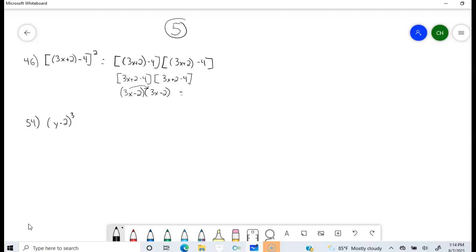3x times 3x equals 9x squared. 3x times negative 2 is minus 6x. Minus 2 times 3x is minus 6x. And negative 2 times negative 2 is positive 4. Inside like terms equals 9x squared minus 12x plus 4.